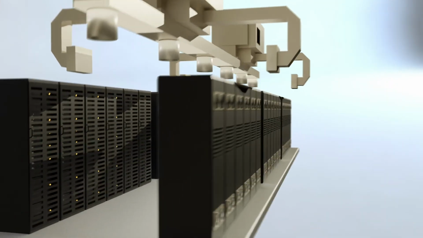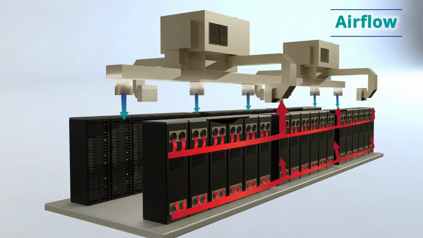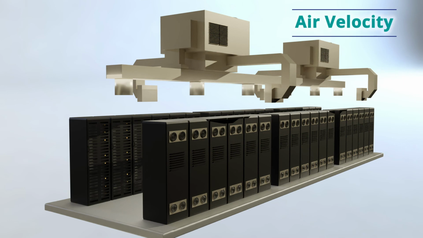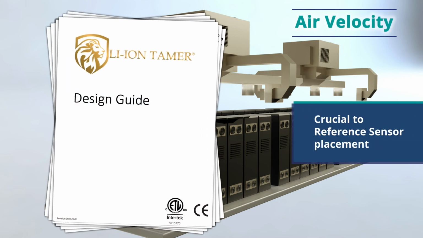Battery racks themselves may also have guided airflow which cools and ventilates battery modules. This airflow coincides with HVAC flow patterns, with hot air being expelled from the battery modules into the hot aisle. Besides sensor locations in the hot and cold aisles, air velocity is also crucial to reference sensor placement and is detailed in the design guide.